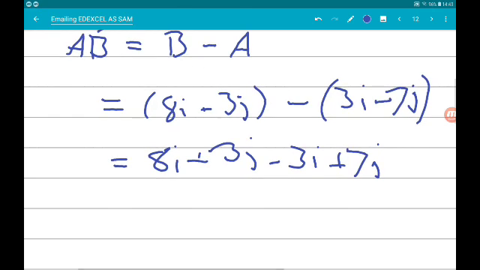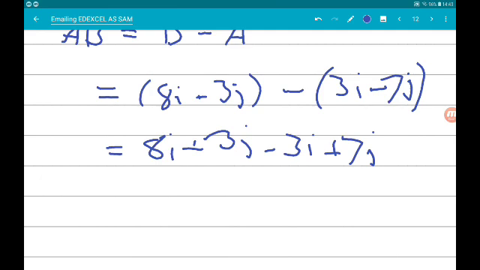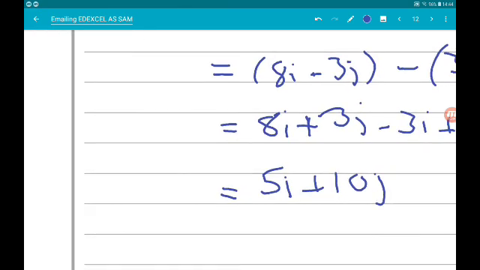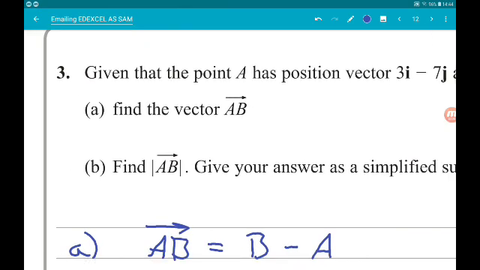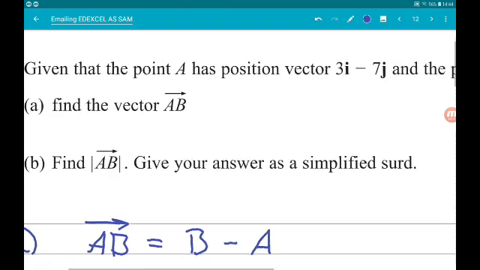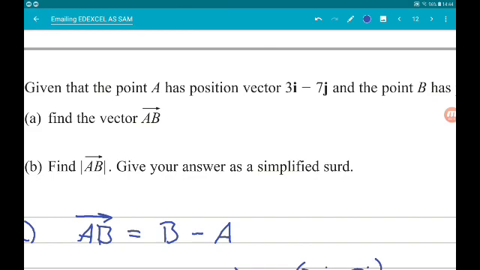So that's going to give us 5i, and then we've got 3j add 7j, altogether then we've got 10j. So A to B is 5i add 10j. So 5 to the right, 10 up. Part B wants us to find the magnitude of A to B. Give your answer as a simplified surd.